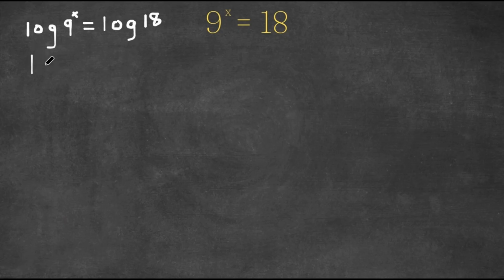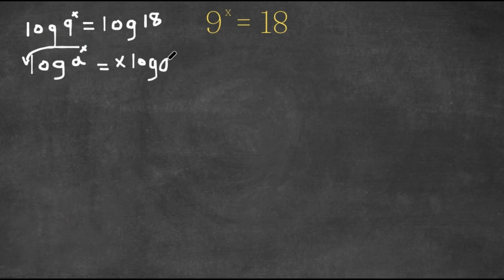So if we have something in the form log a to the power of x, this is known as the power property, and what it means is that we could actually move this exponent in front of the log, meaning this would also equal x log a. So I'm actually going to change log 9 to the power of x into x log 9. And this is equal to log 18.